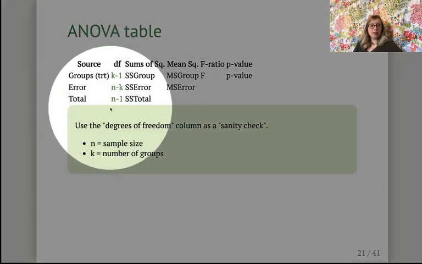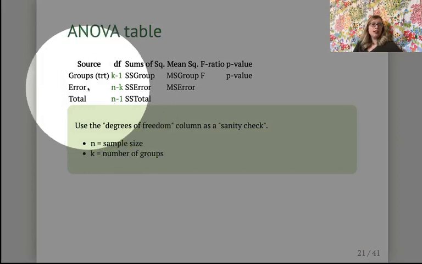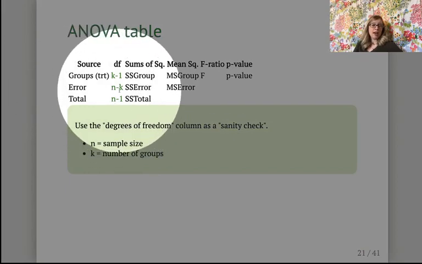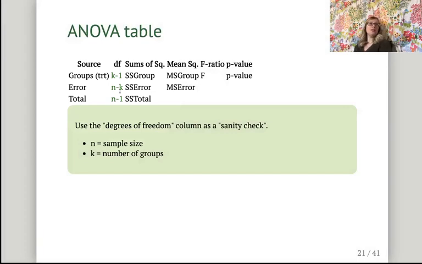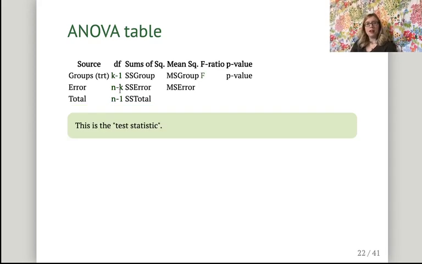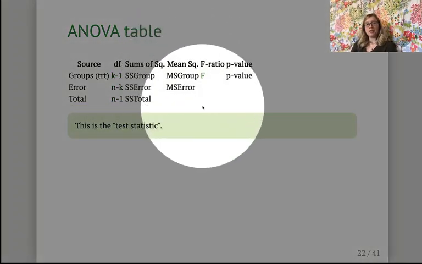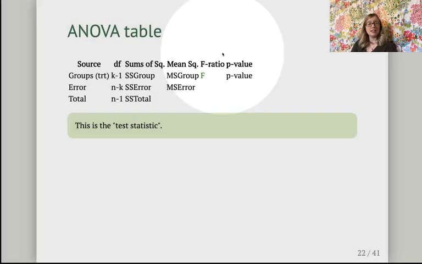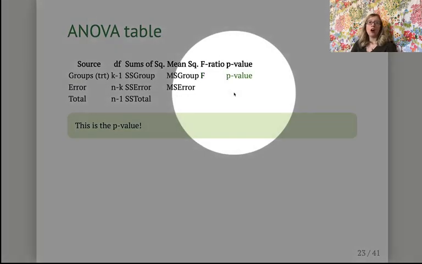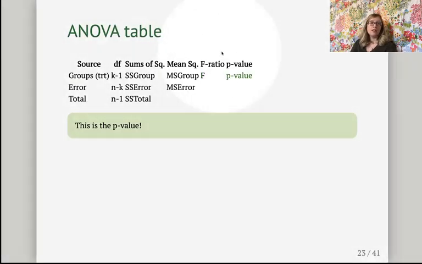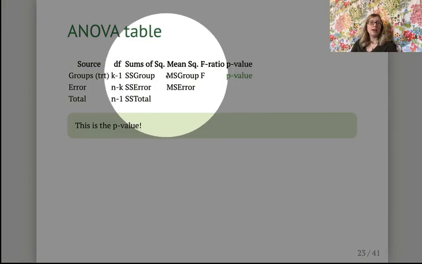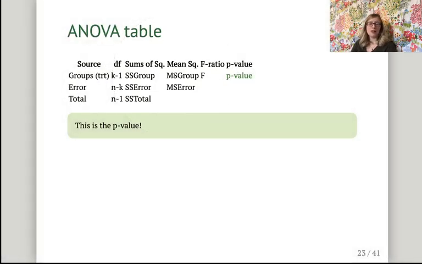The total should be the sample size minus 1. The error degrees of freedom should be n minus k. So we can use this to confirm that our data has been entered into the model appropriately. The F column will just spit out the test statistic, the F statistic, for you. The p-value column will give you the p-value. The sums of squares and the mean squares, you don't need to worry about how those are calculated.